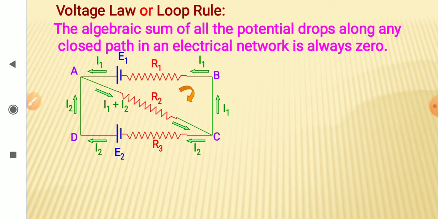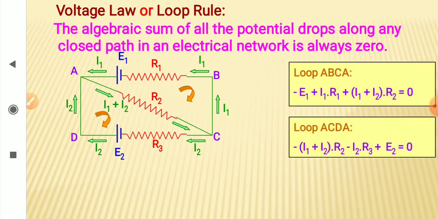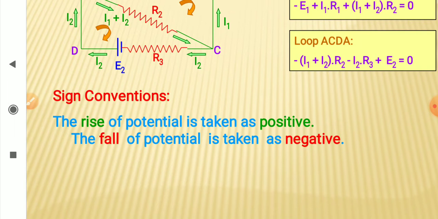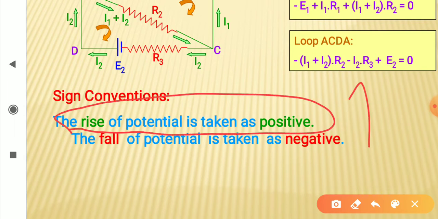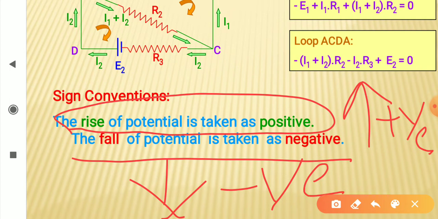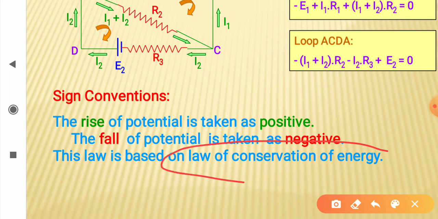Now if we want to apply Kirchhoff's loop rule, we must understand certain sign conventions. So let us discuss the sign conventions first. While moving in a circuit, the rise of potential is taken as positive. That means if potential increases, it will be taken as positive, and a fall of potential is taken as negative. If potential is decreasing, it will be taken as negative. Very important, you must remember that. And this law is based on the law of conservation of energy.